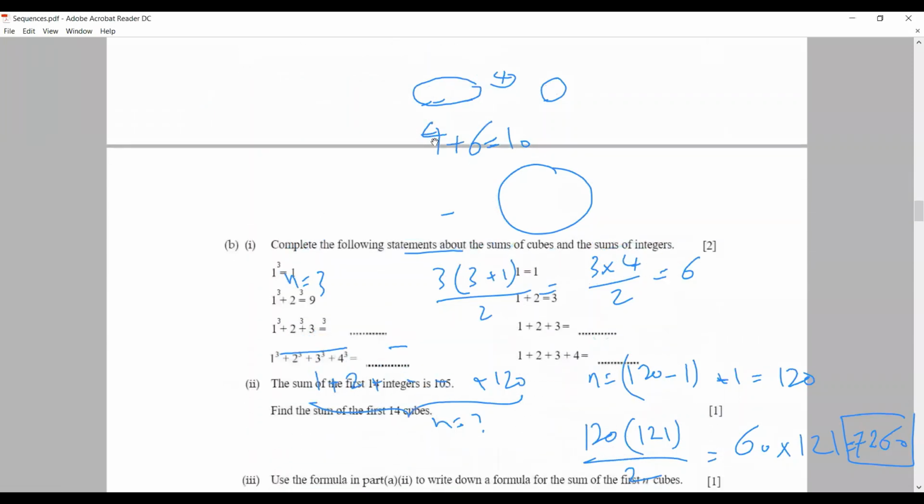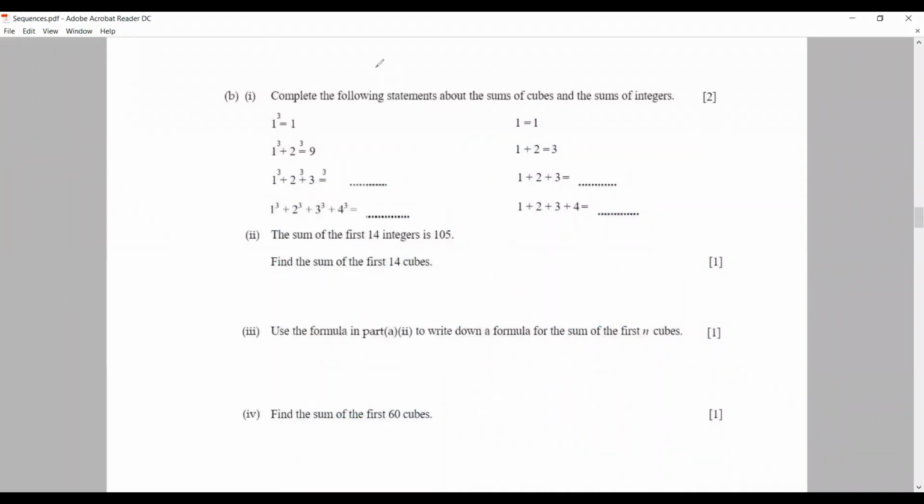Part B of the same question, they ask us to complete the following statements. Okay, I believe the cube should be there. Now 1 plus 2, this is 3, 1 plus 2 plus 3 is 6, this is 10. This part, we had it from part A of this question, right? And here I have to calculate 1 plus 8, that's 9, plus 27, that is 36. And here, basically, this is 36, 4 cubed is 64, with 36, 100, okay? You can use a calculator for that, actually.